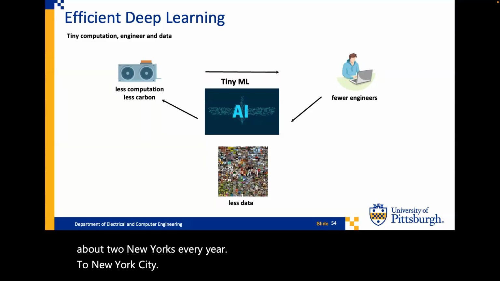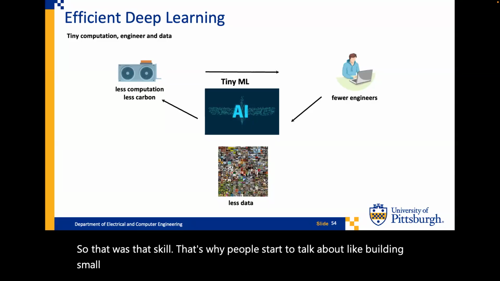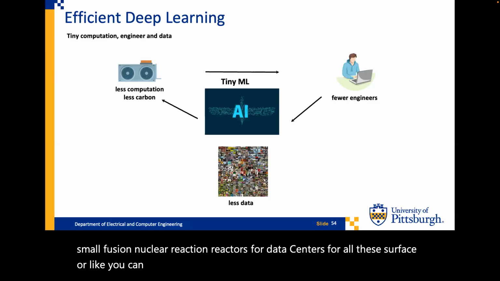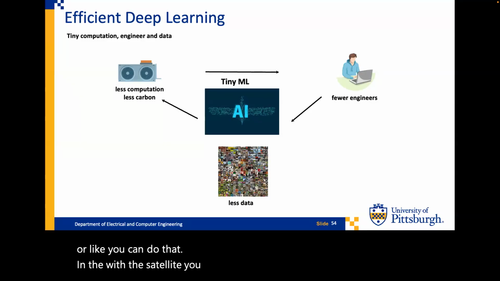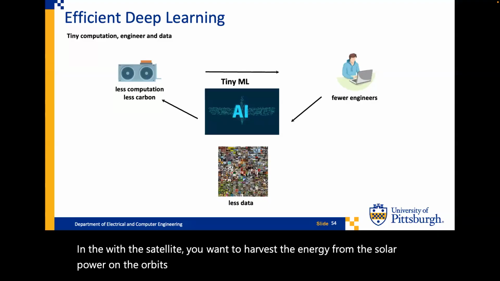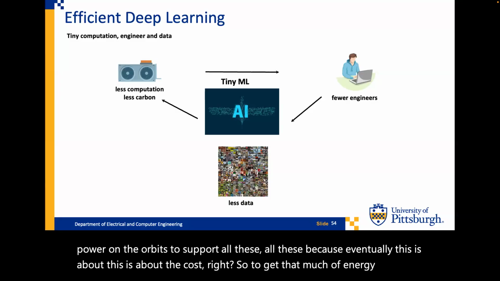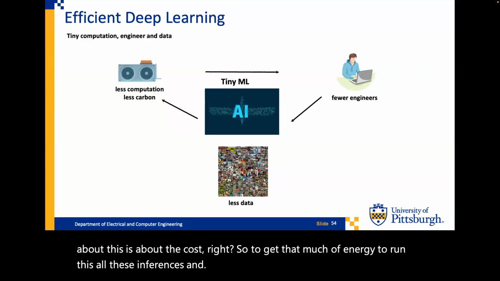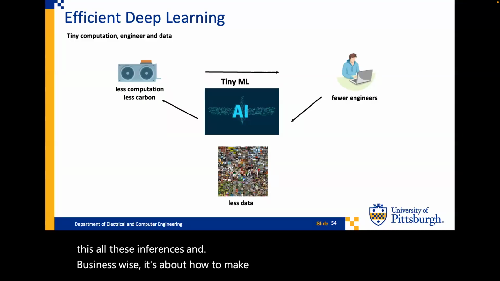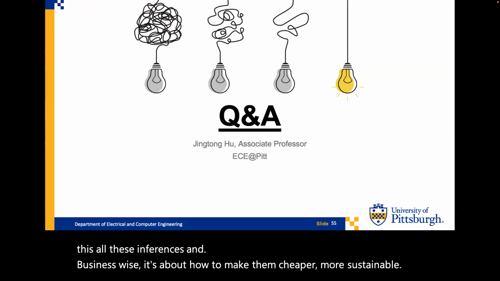With that scale, people start to talk about building small fusion nuclear reactors for data centers and servers, or you can do that with satellites. You want to harvest the energy from solar power in orbit to support all this, because eventually this is about the cost, right? To get that much energy to run all these inferences and training, business-wise, it's about how to make them cheaper and more sustainable. We want less data and fewer engineers.